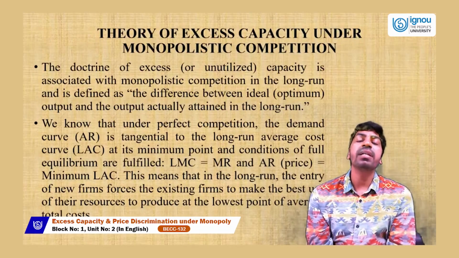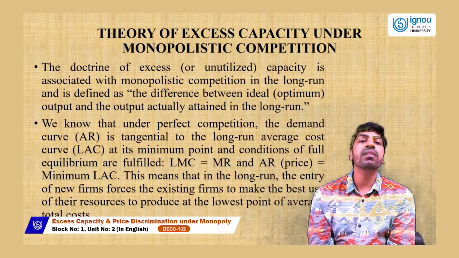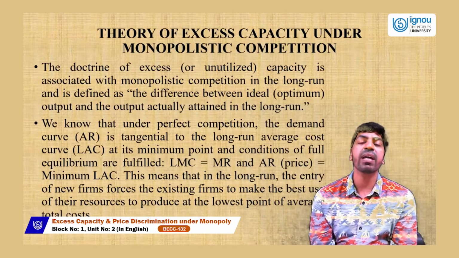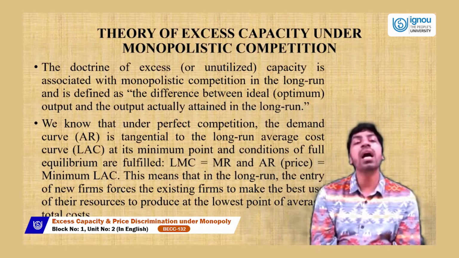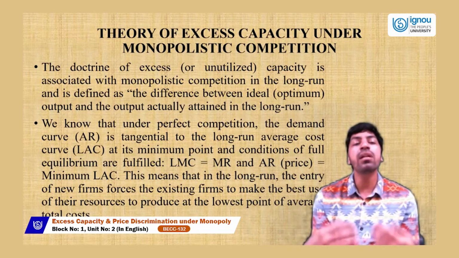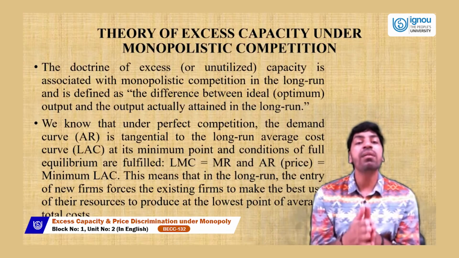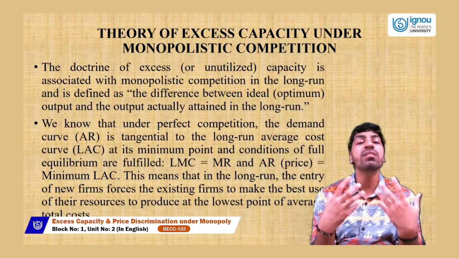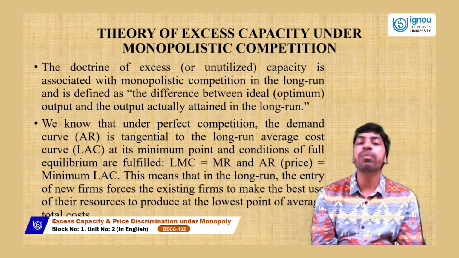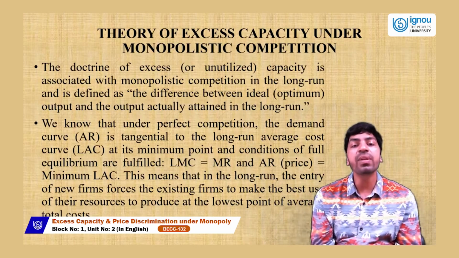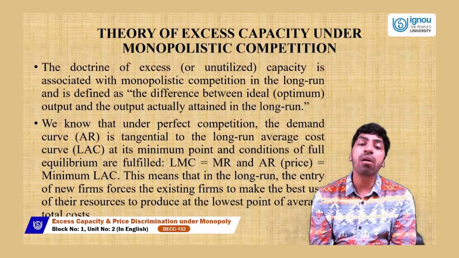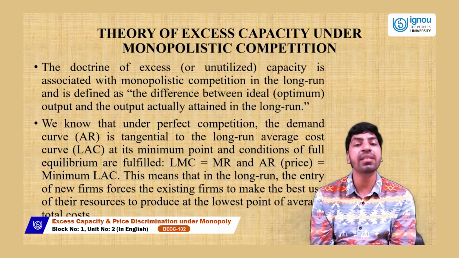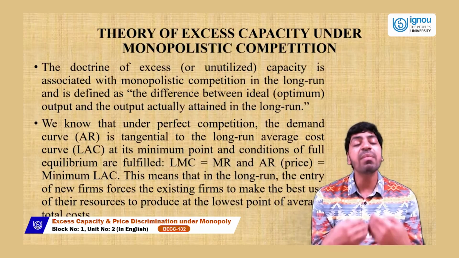Now we talk about the next important concept, that is the theory of excess capacity under monopolistic competition. So what is excess capacity under monopolistic competition in the long run? It means unutilized capacity, or excess capacity, is the difference between the optimum output and the output which is actually achieved in the long run period.